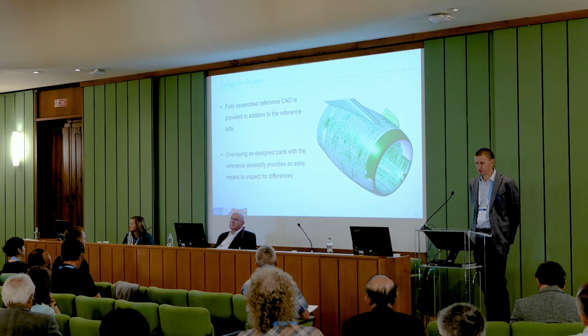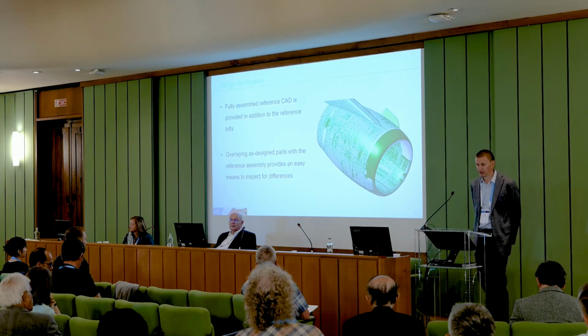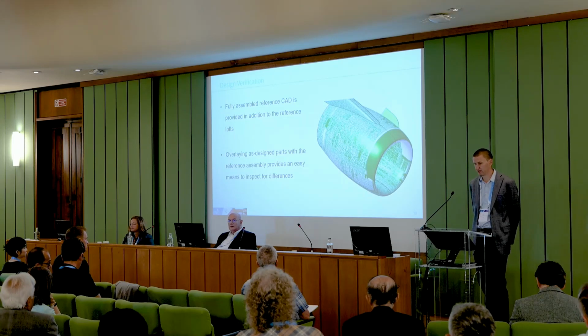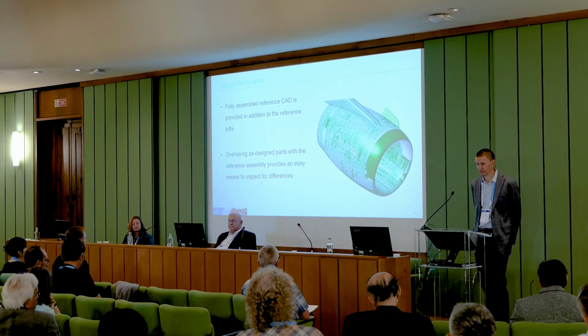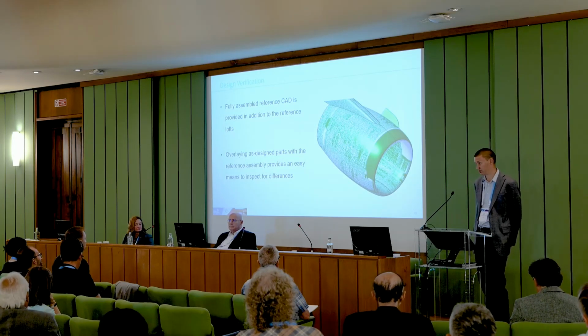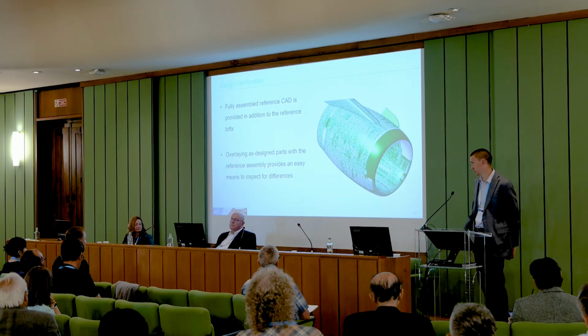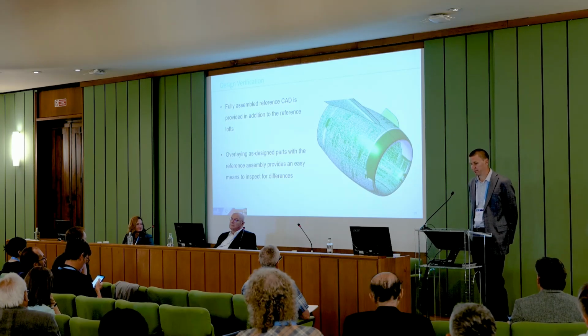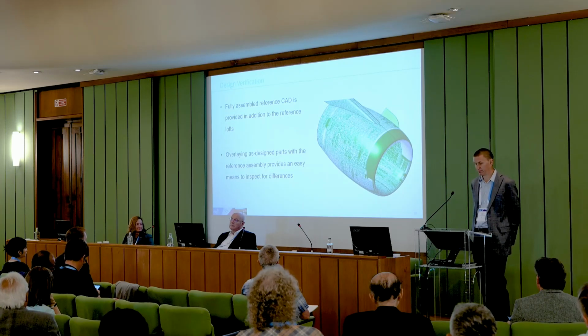So talking about design verification first, what we've done here is provided fully assembled reference CAD. So that's basically taking all of the geometric definition, trimming stuff, sealing stuff as it should be. That's provided alongside the reference lofts. And what you can do there is take the as-designed parts and overlay them with the reference assembly. And it's a very easy approach to either visually inspect. There's a number of CAD tools that you could use to figure out where differences are. This is just a pictorial view of what it would look like to visually inspect in CATIA. So you can tell that differences pop out pretty apparently.